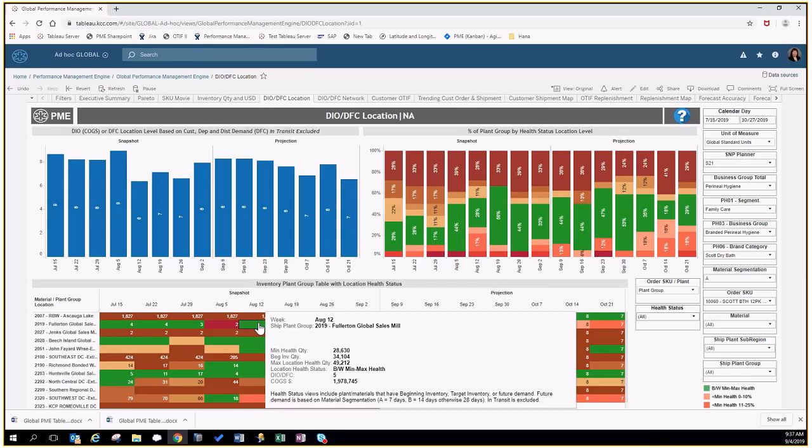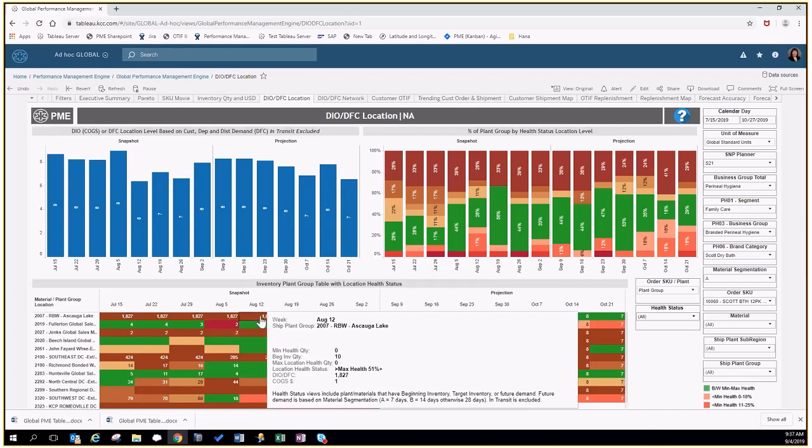You don't need to worry about those rules. What you're doing is you're going to check and see, is the beginning inventory in between the min and the max? And in this case, it is. 34,000 is more than 28,000 and less than 49,000. So we give it a green. This is our goal. It's between this min and max health. That's what we want it to be.